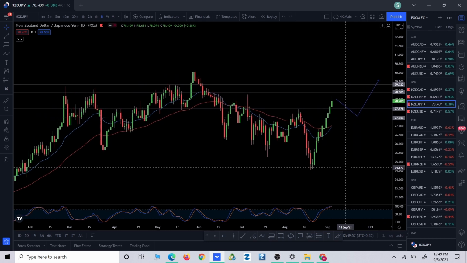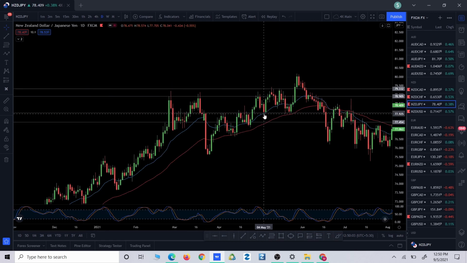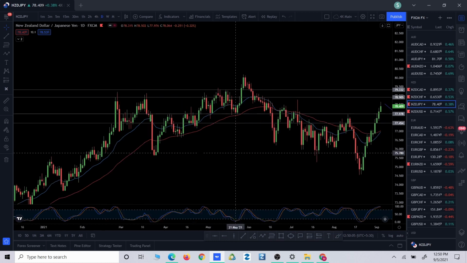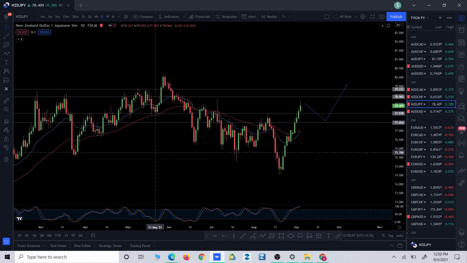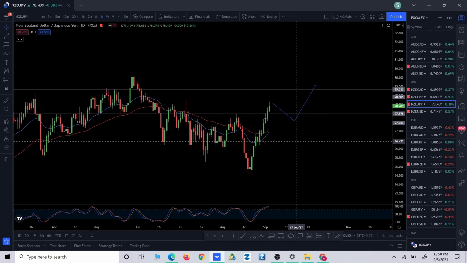If we check how many times it has been retested in the past, we can say it's a 1, 2, 3, 4, and then it's a 5, 6, 7, 8, 9. So this zone has been retested recently 9 times, which is going to make it a very strong zone to look for long opportunity.